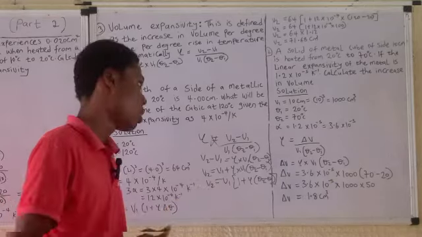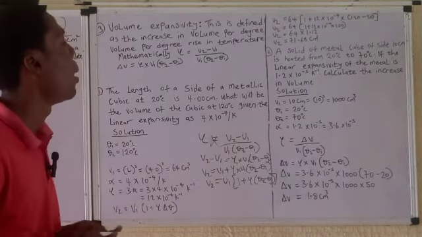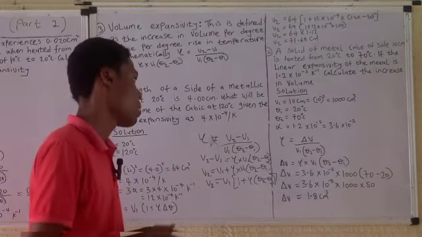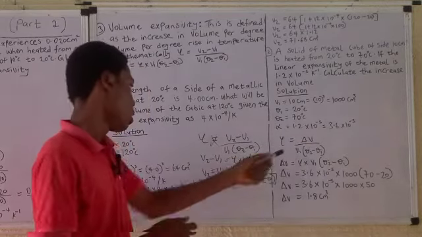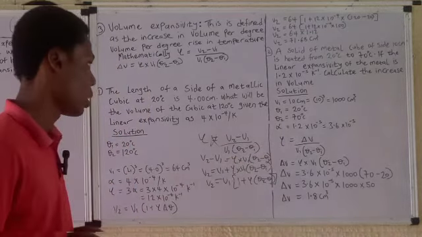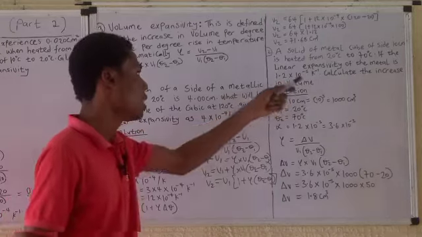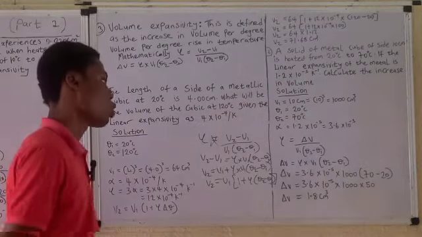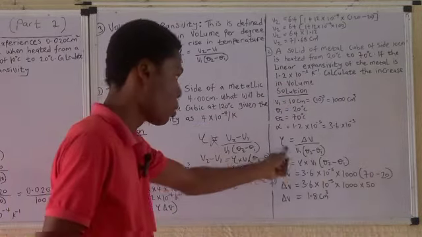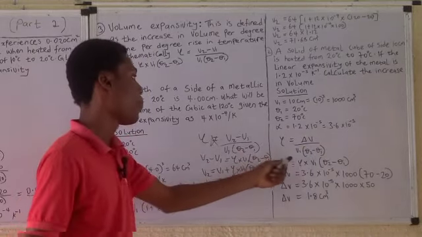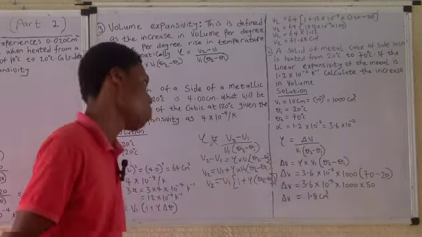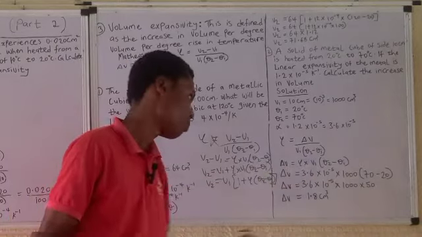Now let's solve. What's the formula for volume expansivity? We have gamma equals change in volume over initial volume in brackets theta 2 minus theta 1. But they say we should calculate the increase in volume. So what do we do here? We cross multiply. When we cross multiply, we say change in volume is equal to gamma times V1 in bracket theta 2 minus theta 1. That's how we got the formula here.